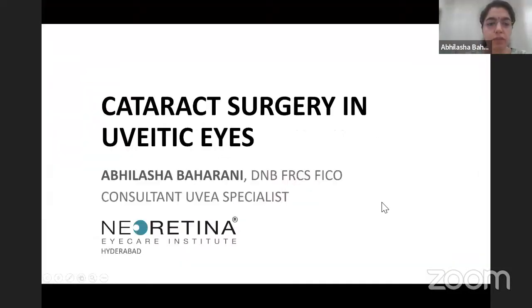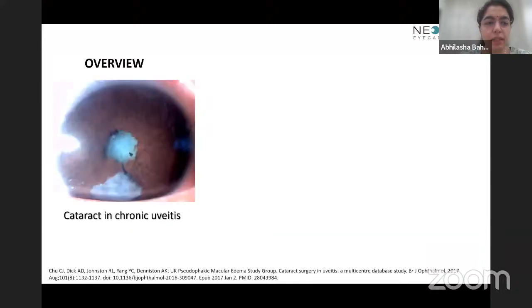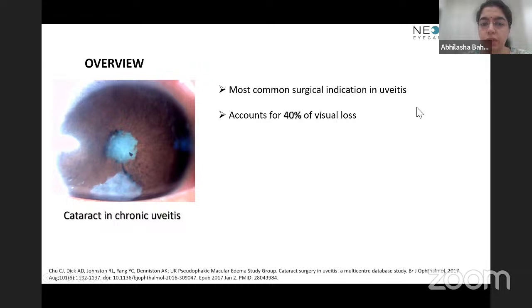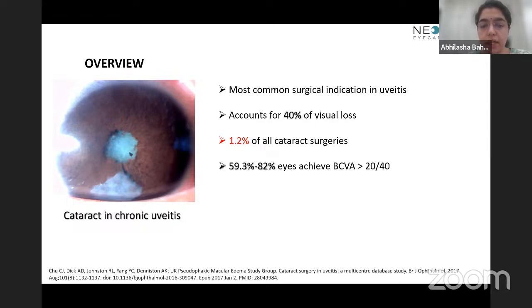So without much delay, I'll go on to the overview of cataract surgery in uveitic eyes. This is the most common surgical indication in uveitis. It accounts for about 40% of visual loss in uveitis patients. Uveitic cataracts constitute about 1.2% of all cataract surgeries. About 60 to 80% of eyes achieve a best corrected visual acuity of better than 20/40.